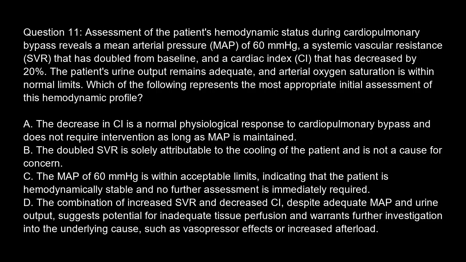Option A. The decrease in CI is a normal physiological response to cardiopulmonary bypass and does not require intervention as long as MAP is maintained. Option B. The doubled SVR is solely attributable to the cooling of the patient and is not a cause for concern. Option C. The MAP of 60 mmHg is within acceptable limits, indicating that the patient is hemodynamically stable and no further assessment is immediately required. Option D. The combination of increased SVR and decreased CI, despite adequate MAP and urine output, suggests potential for inadequate tissue perfusion and warrants further investigation into the underlying cause, such as vasopressor effects or increased afterload.